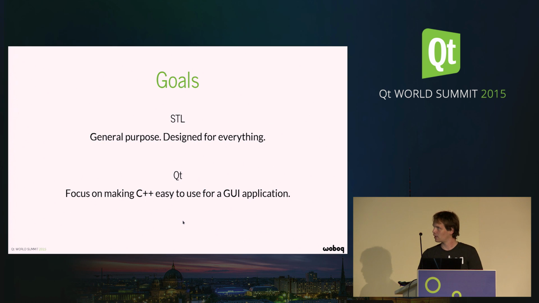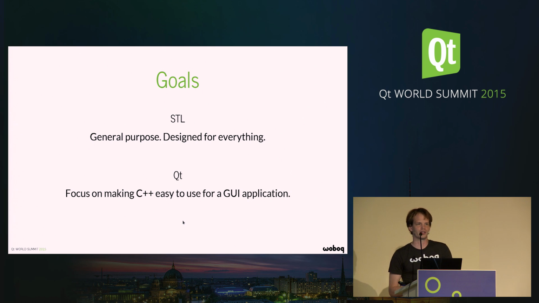Apart from the coding style, the STL and Qt have slightly different goals. The STL tries to be really general purpose and designed for everything. So it doesn't matter if you're writing a server, a game, high performance computing, or even a UI, you can use the STL. Qt, you can also use it for all of this, but its focus was really to make C++ easy for making a user interface.